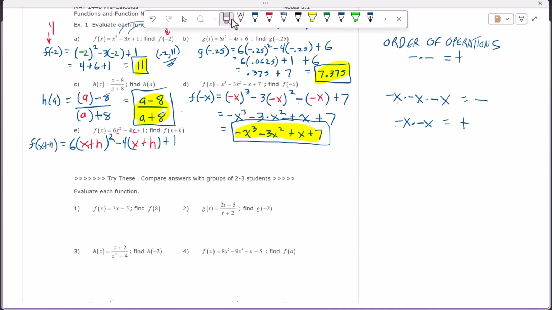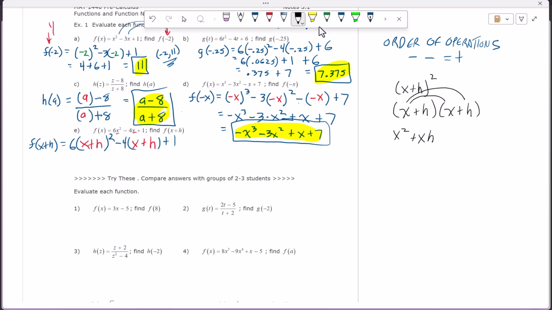So the way we want to do this is, I'm just going to do a couple of things over at the side. If I'm doing x plus h to the second, the best way to probably do this at this stage is just write it out twice and multiply by the FOIL. So first term, x times x is x squared. Outside term, x times h is xh. Inside term is plus hx. Last term, h times h is h to the second. These are like terms. xh and hx are the same thing. It doesn't matter what order you multiply two numbers.